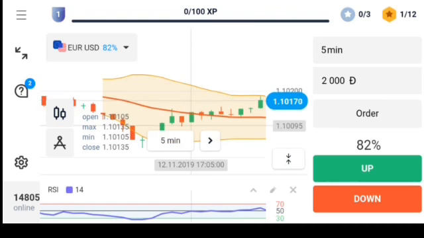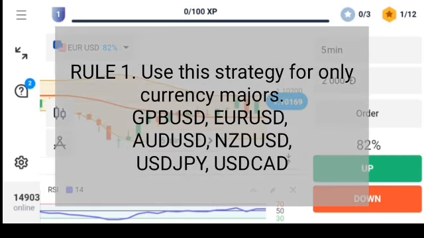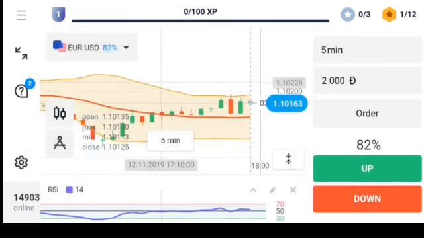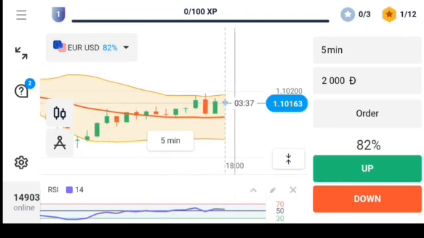So let's go to the rules of this strategy. Number 1 rule. Use this strategy for major currency pairs only. Major currency pairs are pairs with the USD. For example, we have the EUR/USD, the GBP/USD, the USD/CAD, the AUD/USD, the NZD/USD, and so on. So you use this strategy for only trading the major currency pairs.